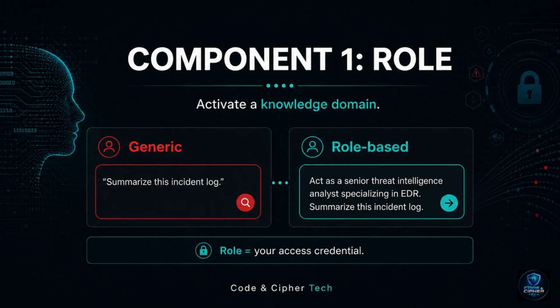Component 1, role. This is the most underused element in security prompting. When you assign a role, you're not just adding words, you're activating a specific knowledge domain within the model. You're telling it which part of its training to weigh most heavily.